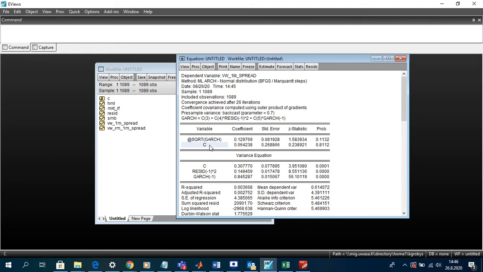The C is our alpha. Our point estimate alpha is 0.06, and the T statistic, or the Z statistic, is 0.24 rounded, with the p-value of 0.81, indicating that the alpha is statistically not different from 0. So that's okay. But what about the gamma?